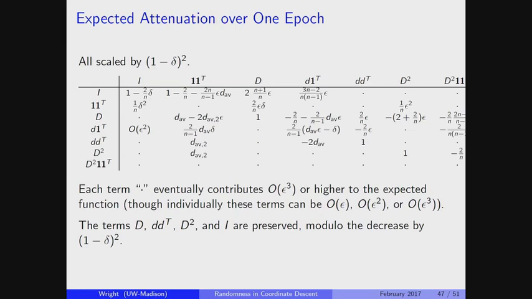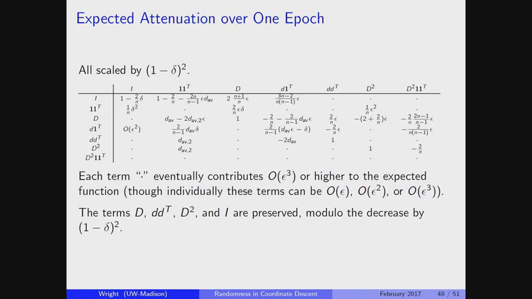You'll see a bunch of 1s here. For example, any coefficient of D basically stays the same after one epoch. The same is true of DD transpose, and the same is true of D squared. However, overlaid on all this, there's a factor of 1 minus delta squared. So the true decrease per epoch is 1 minus delta squared times what you see in this table. That's why you can still get an overall linear rate of roughly what you get in the invariant case.